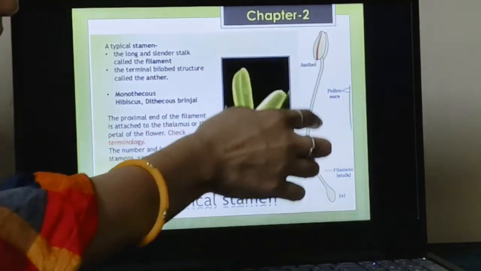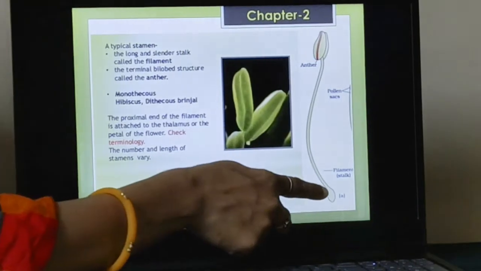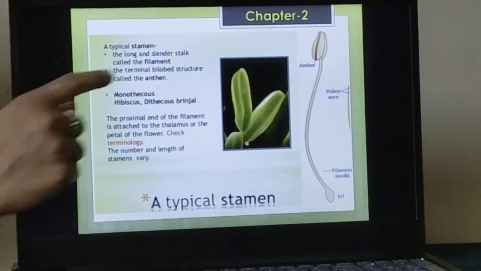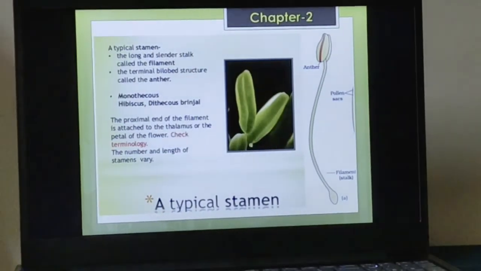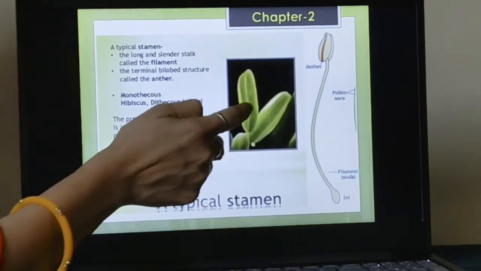And the long slender stalk-like structure is known as the filament. Now the proximal part of the filament is attached to where? The thalamus portion of the flower, and the terminal part of the filament is attached to where? It is to the anther. Now in the anther you can see it is what? Two lobes you can see here.